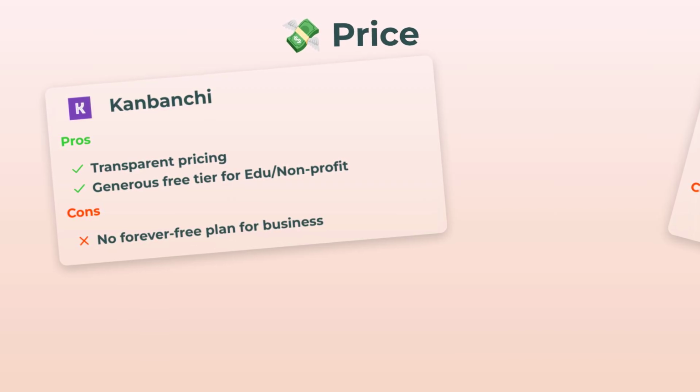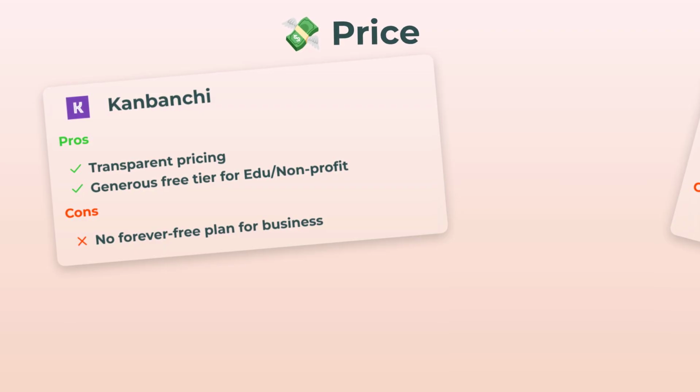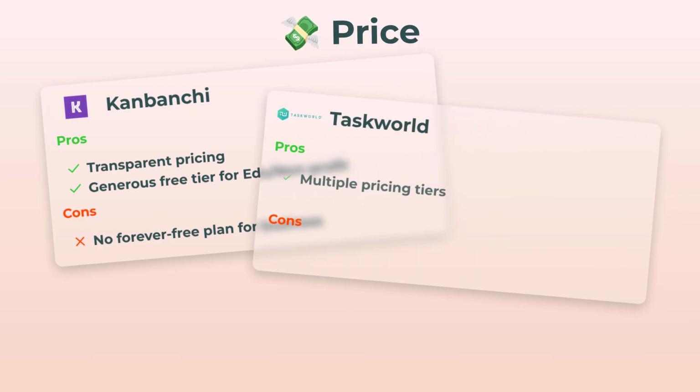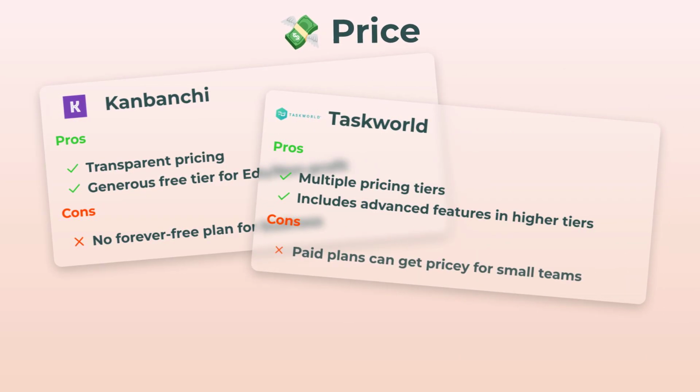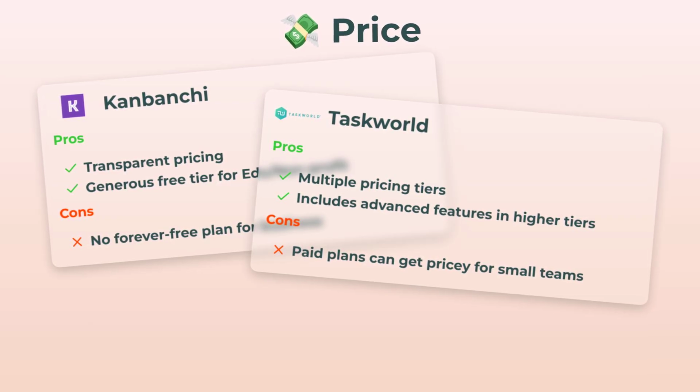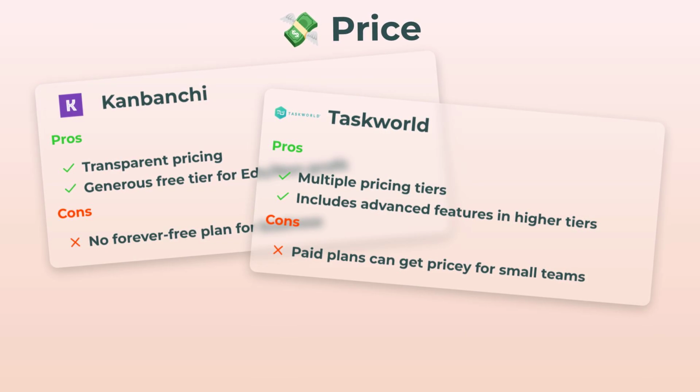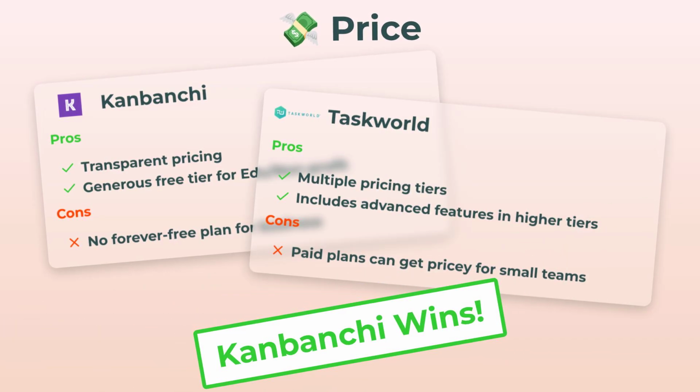Alright, let's start with price because, let's be honest, that's always a huge deal, right? Kanbanchi keeps things pretty transparent, and if you're in education or nonprofit, you get a pretty sweet free tier. But little caveat, if you're a business, there's no forever free plan, which is kinda meh. Now, Taskworld, yeah, it gives you more pricing options, which sounds good, but as your team grows, suddenly those plans can get pricey, especially if you're eyeing the fancier features. Still, with more transparency and that educational perk, Kanbanchi sneaks out just ahead here.